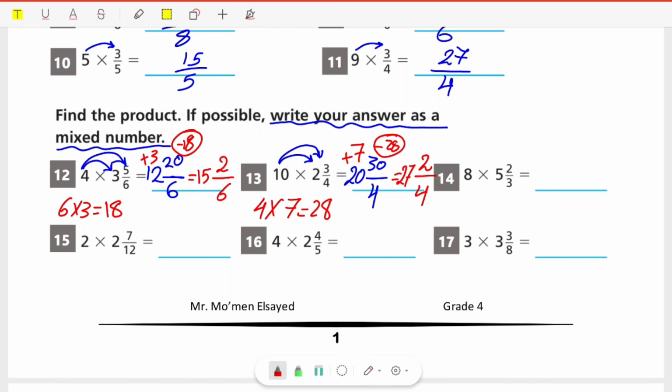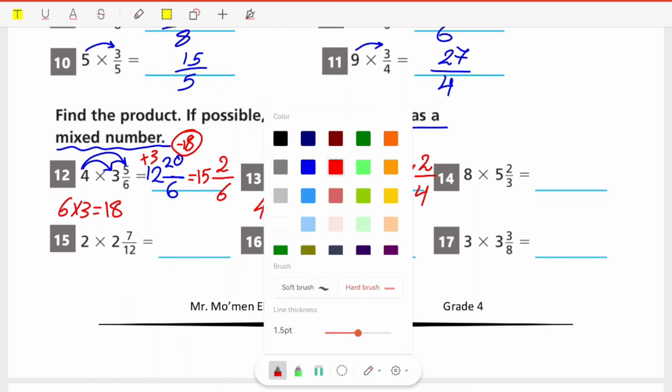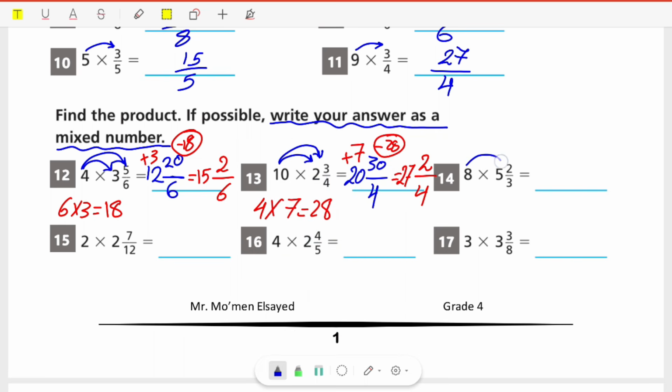So let's just go to the next one. The same thing, we're gonna start multiplying 8 times 5 and 8 times 2. 8 times 5 equals 40, and 8 times 2 equals 16 over 3.